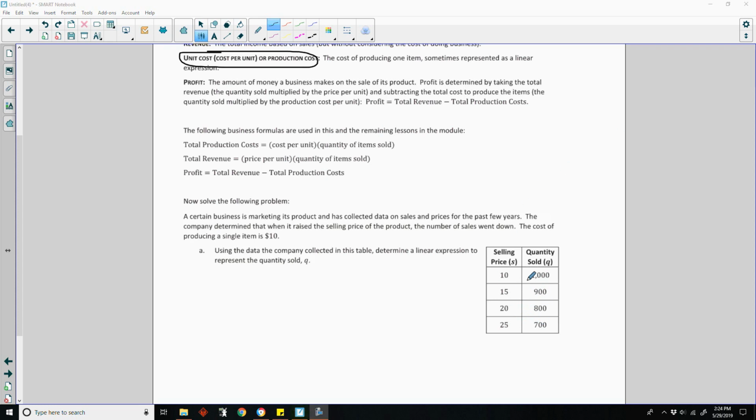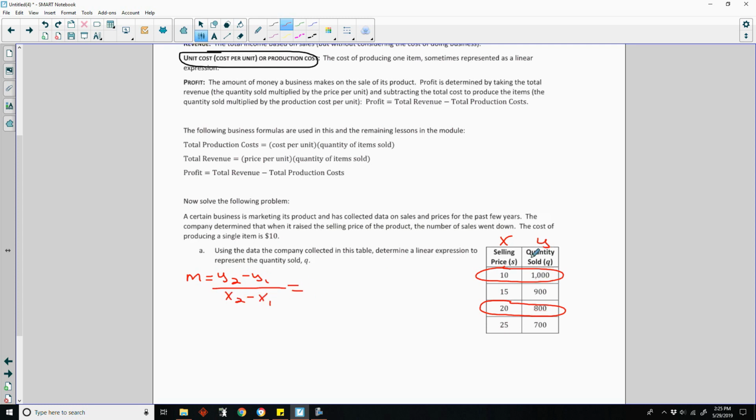So what we want to do is pick any two points, if you will, of data and find the slope. So I'm going to use the 20 and the 10 just because it'll be easier. Now keep in mind this is x and this is y. And slope equals y2 minus y1 divided by x2 minus x1.